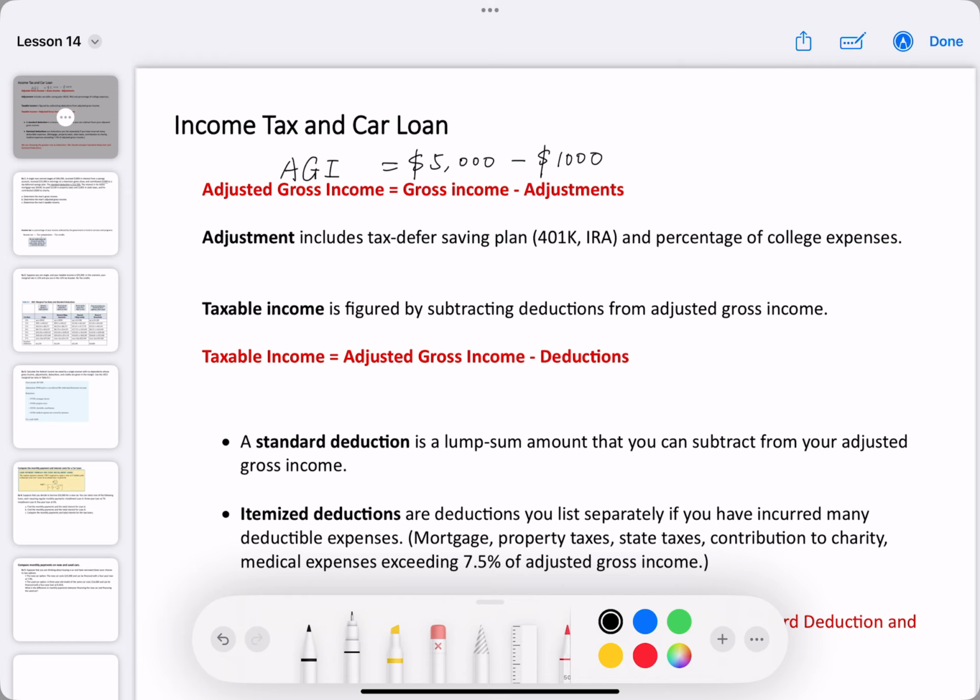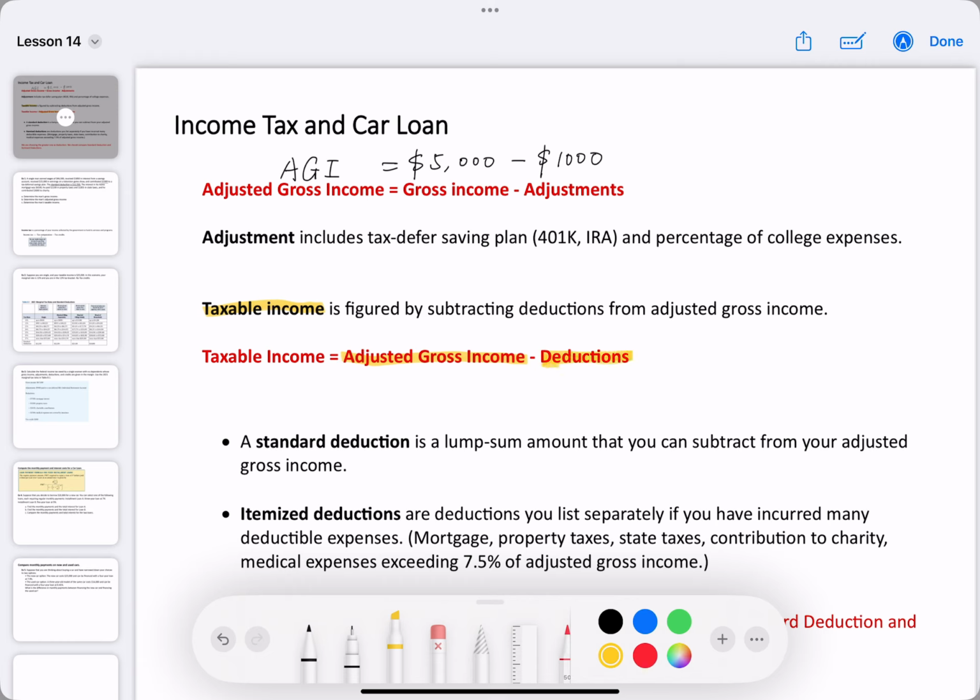Next definition is taxable income. It is figured by subtracting deductions from the adjusted gross income. So the formula is adjusted gross income minus deductions.